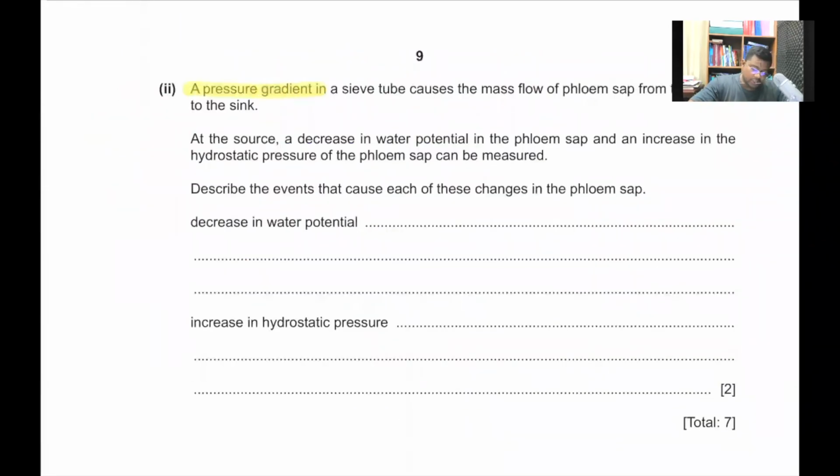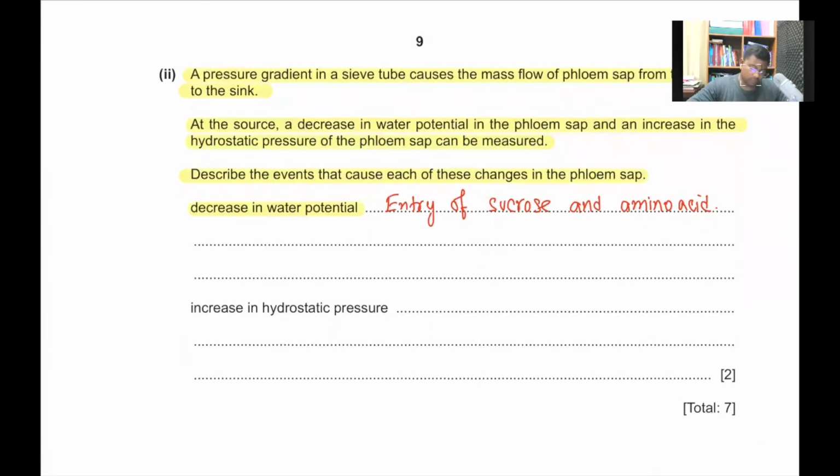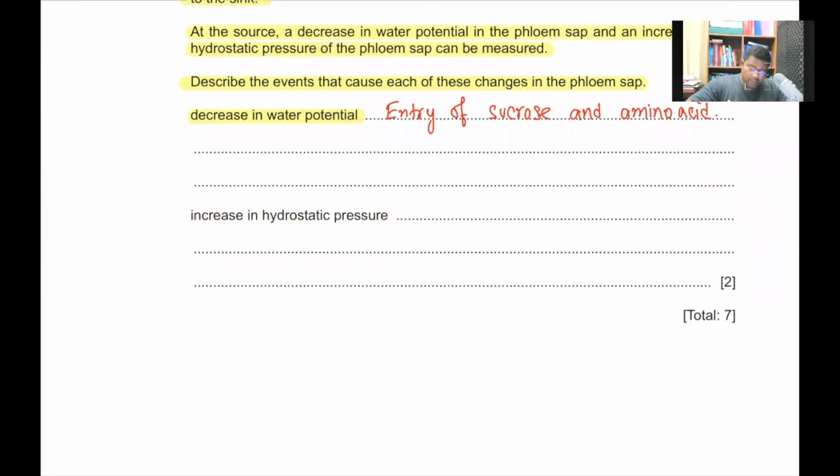Part 2. A pressure gradient in a sieve tube causes the mass flow of phloem sap from the source to the sink. At the source, a decrease in water potential in the phloem sap and an increase in hydrostatic pressure of the phloem sap can be measured. Describe the events that cause each of these changes in the phloem sap. Decrease in water potential. So basically, decrease in water potential is caused by the entry of sucrose and amino acids. Increase in hydrostatic pressure. Water enters from the xylem by osmosis down the water potential gradient.